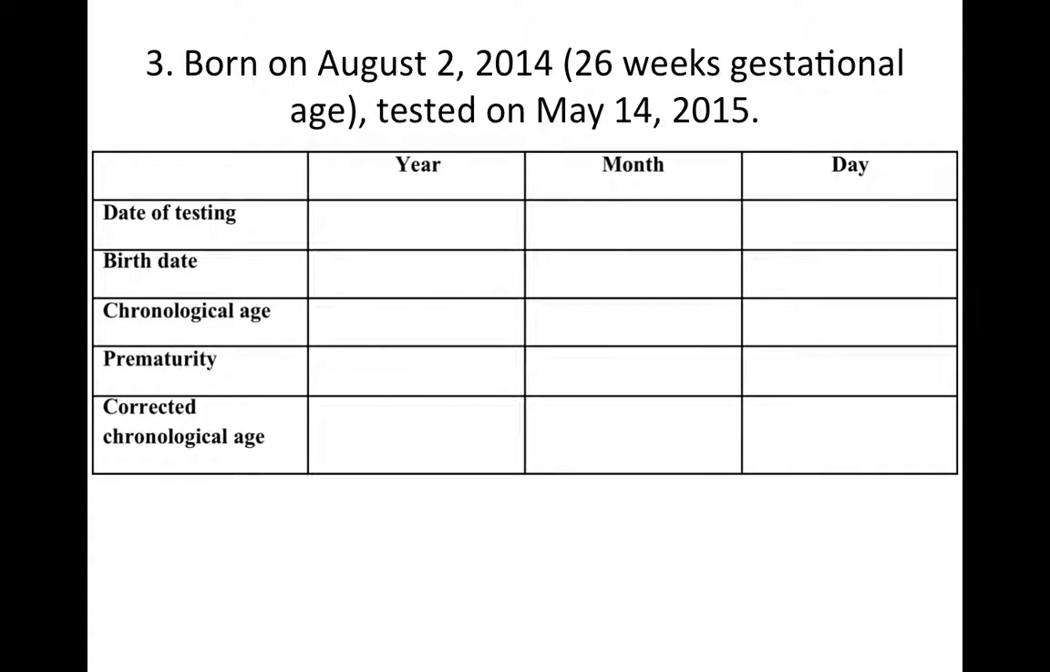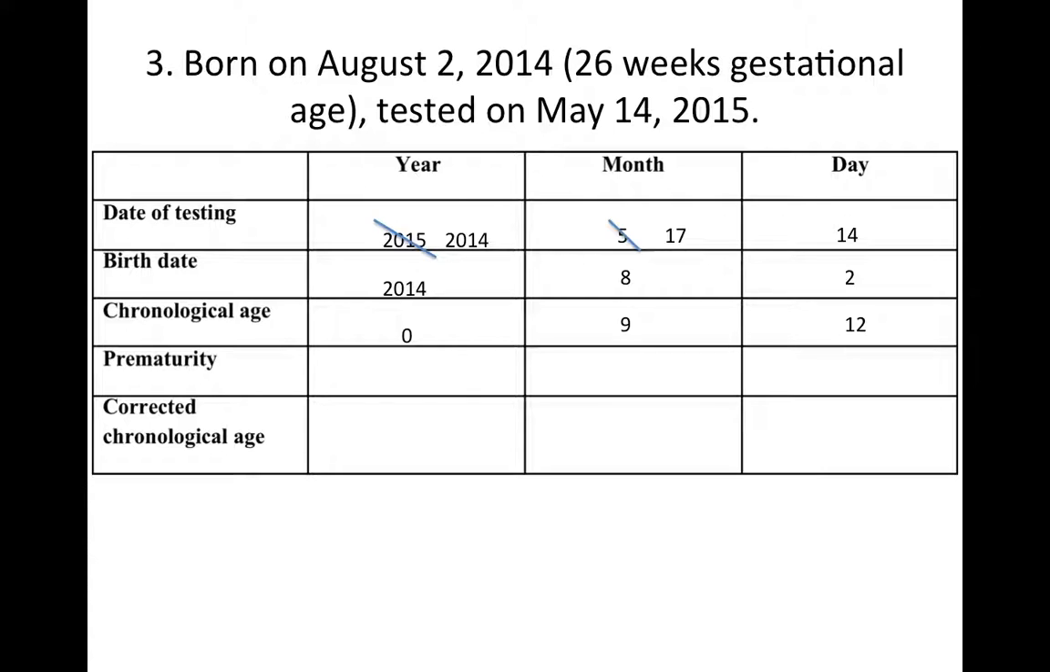Our last question was born on August 2nd, 2014, at 26 weeks gestational age and tested on May 14th, 2015. So you can go ahead and enter your testing date and then your birth date and then start subtracting. So 14 minus 2 is 12. You can't subtract 5 minus 8, so you have to borrow from the year. So you take 2015 down to 2014 and then add 12 onto 5, which is 17. You can then subtract 17 minus 8 equals 9, 2014 minus 2014 equals 0.